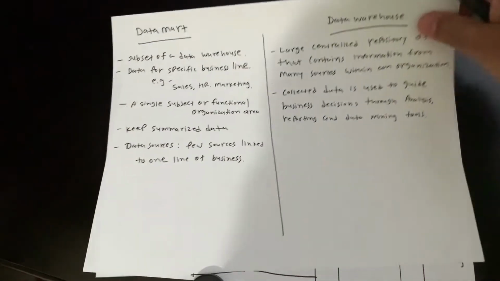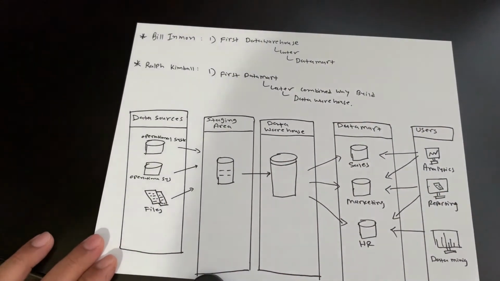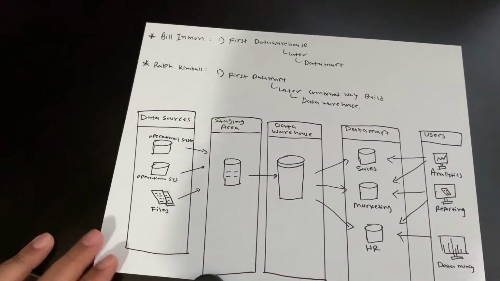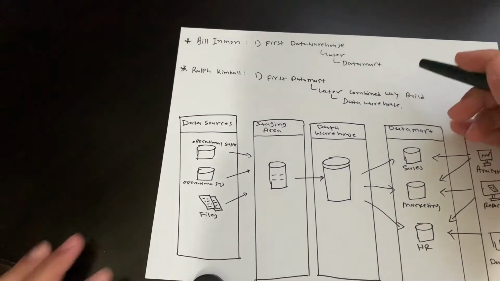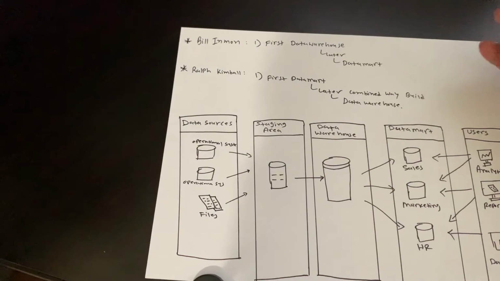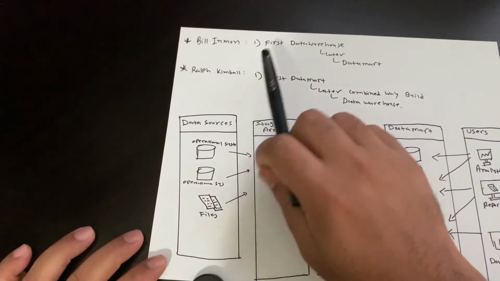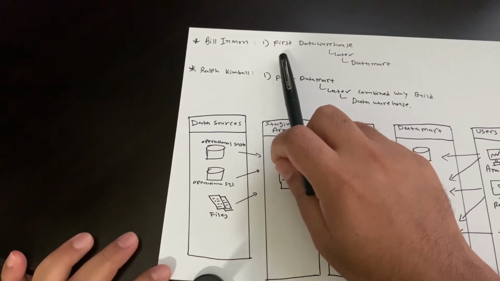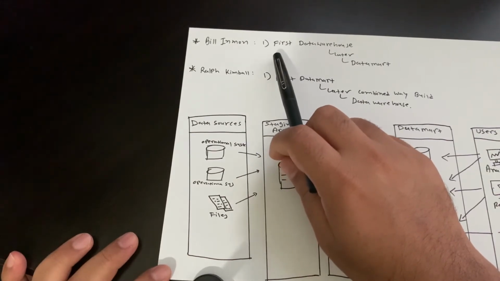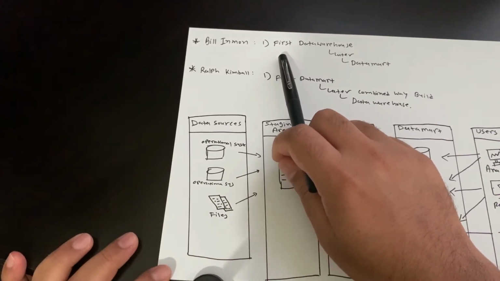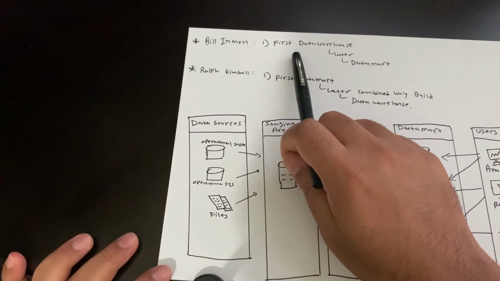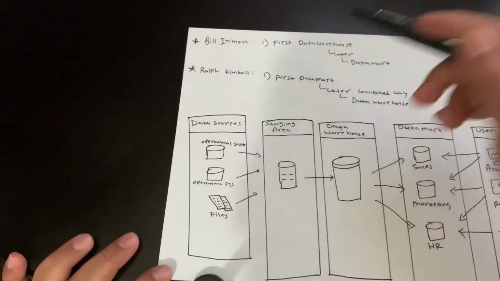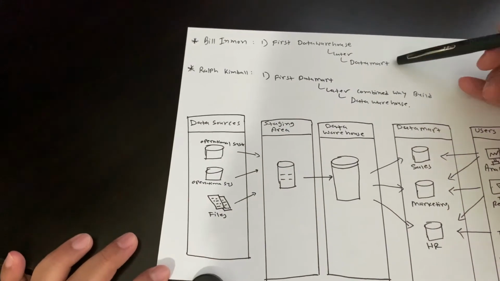So now let's take a look at two philosophies. There are two data scientists who gave two philosophies. One scientist's name is Bill Inmon. His approach for building data is, he said, first you need to build the data warehouse, and then later you can build data marts.